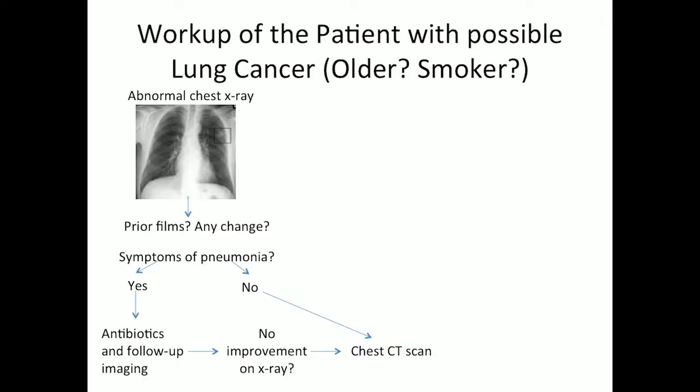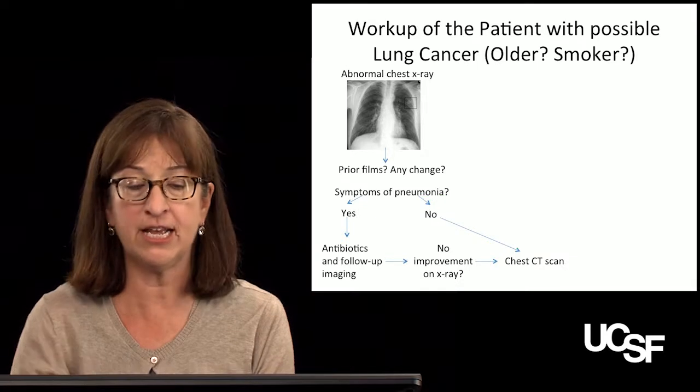So first thing we do is look for prior films. If this is an old scar that will never go away, every time the person has an x-ray, this will appear. If there are no old films and the person has symptoms of pneumonia, maybe they have a cough, a fever, you might just consider treating them with antibiotics. But if they are an older smoker, you do want to make sure to get follow-up imaging to show that process resolves. If it doesn't resolve, or they just don't have signs of pneumonia, maybe they have no signs at all, you should go on to get a chest CT scan. That's the best way to see the detail of this nodule, plus any other problems in the lung.